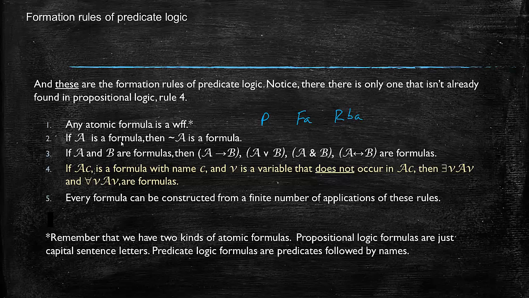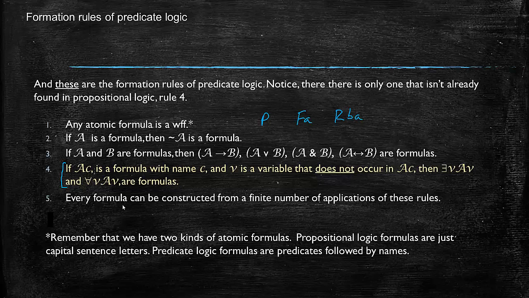So, and then if something's a formula, then not that something is a formula. If A and B, if two somethings are formulas, then they concatenated with parentheses are formulas. Again, all from propositional logic. And then we have a new one, number 4, which is stated in a way that's actually a little bit different from the way that it's stated in the book, for clarity. I think this is a little simpler. I'll get to the meaning of this in a second.